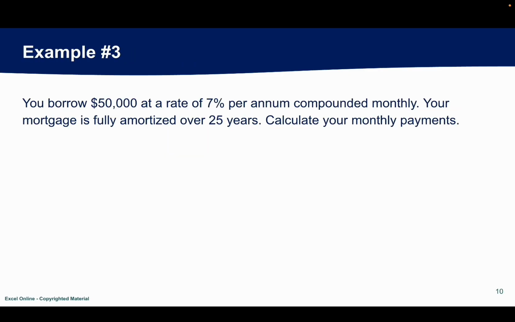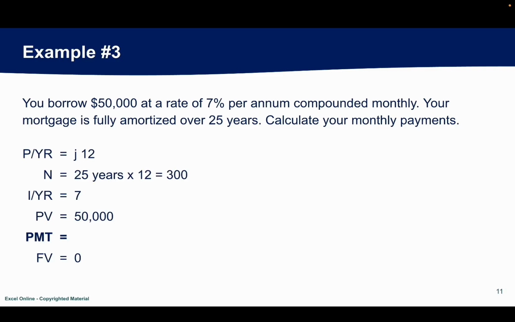All right, let's do a handful of practice questions to really cement these concepts. So this question says, you borrow $50,000 at a rate of 7% per annum, compounded monthly. Your mortgage is fully amortized over 25 years. Calculate your monthly payments. Now, as usual, write the 6 variables, PYR, N, IYR, PV, PMT, and FV.